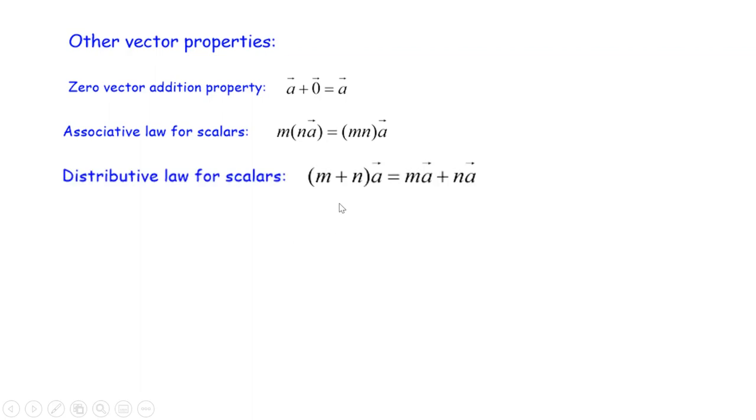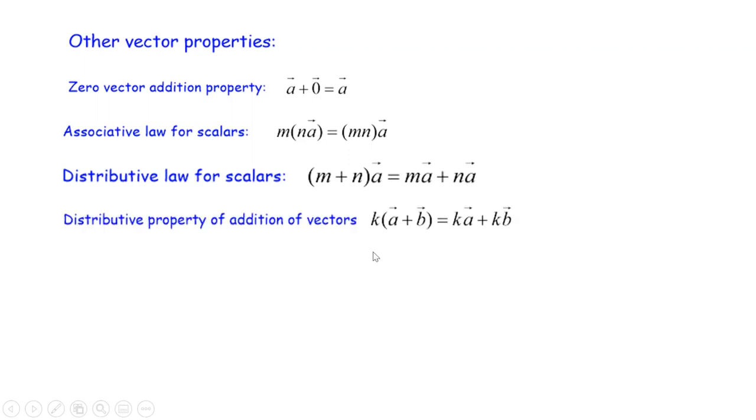The distributive law: if I add two scalars together and then multiply by the vector a, it's the same as taking m times a and n times a and then adding those two together. So that vector property also holds true. It looks a lot like regular algebra, which in a real sense it is. So m plus n times a is the same thing as the scalar m times the vector a, plus the scalar n times the vector a.